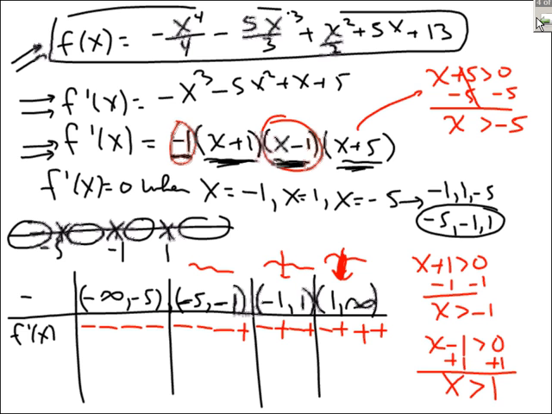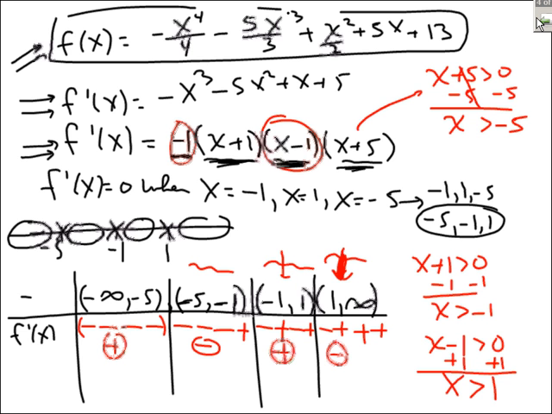So I multiply the four negative signs and I get positive. Here I get negative, positive, and negative. If there's an even number of negative signs, the result will be positive. If there's an odd number of negative signs, the product will be negative.